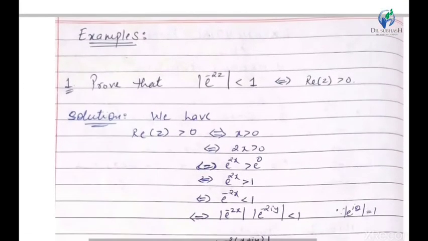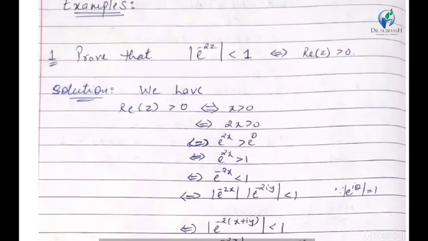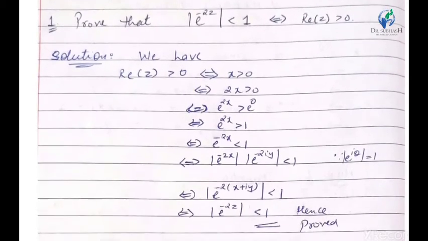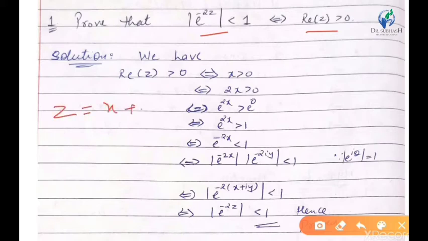Now let us go through some proofs and some examples which are important from the examination point of view. Our first question is, prove that mod of e raised to minus 2z is less than 1 if and only if real part of z is greater than 0. Now if we take z equal to x plus iy, then the real part will be x. So we will start from real part of z greater than 0. Real part of z greater than 0 means x will be greater than 0.